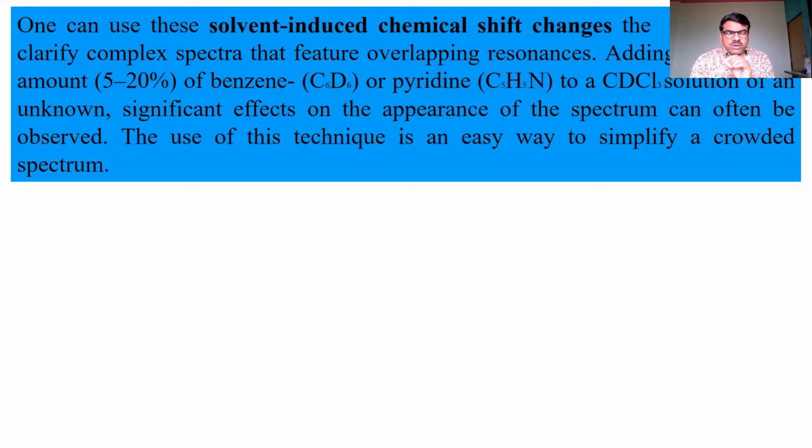Now see here, one use of this solvent effect is that whatever complex spectra was there gets converted into simplified spectra. This is the most useful use of solvent effect. Whenever we are getting very complicated spectra, and if it is not separated by the TMS, it can be separated by using solvent induced chemical shift, which changes the chemical shift position of the complex spectra, and you get a very simplified spectra.